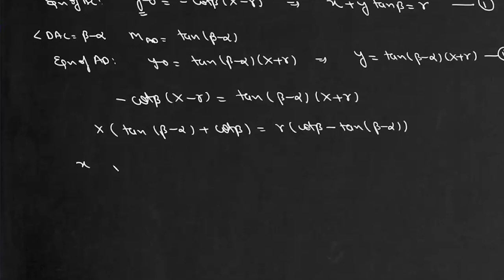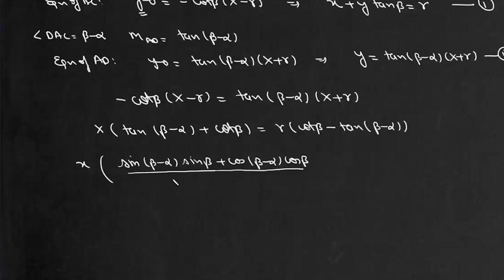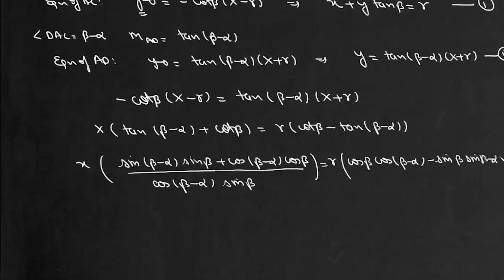So it will be this x, and then this is (sine(beta minus alpha) sine beta plus cos beta cos(beta minus alpha)) whole divided by cos(beta minus alpha) sin beta, and here will be this r times (cos beta cos(beta minus alpha) minus sin beta sin(beta minus alpha)) divided by sin beta cos(beta minus alpha). Now cos(beta minus alpha) sin beta will cancel.